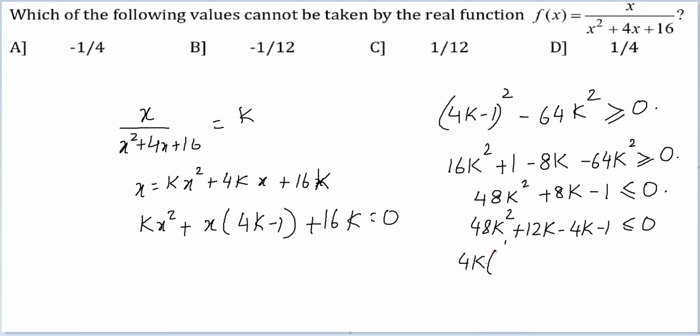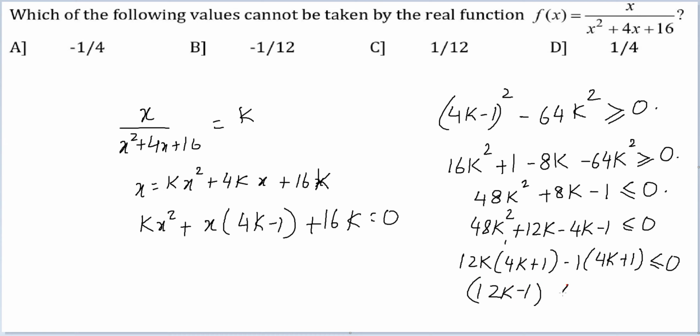So take out 12k common, not 4k, 12k common, and I will be left with 4k plus 1, minus 1 times (4k plus 1), less than or equal to 0. So (12k minus 1) into (4k plus 1) less than or equal to 0. So if it has to be less than or equal to 0, k will lie in the range from minus 1 by 4 to 1 by 12.